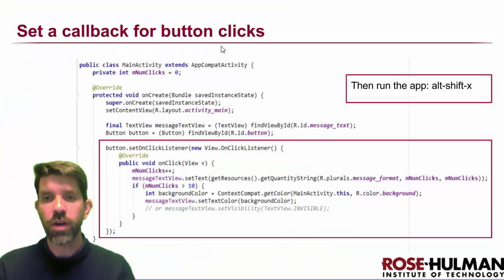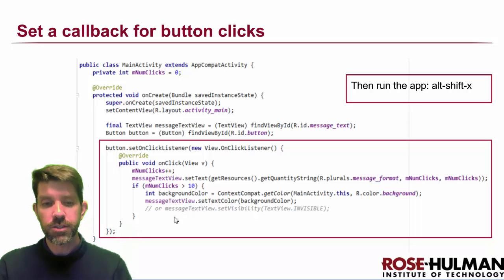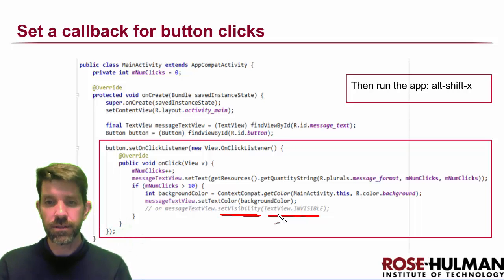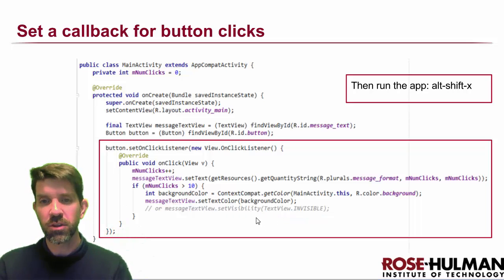Let's just do some quick wrap up here and some review. So the first thing is, and I know it's kind of grayed out, so maybe it's not that easy to see, but really the easiest way to set that guy to be invisible would just be to take the message text view, and there's a setVisibility method that you can call, and just pass in a constant, TextView dot INVISIBLE. All right, so just so you know, there's more than one way to do this.